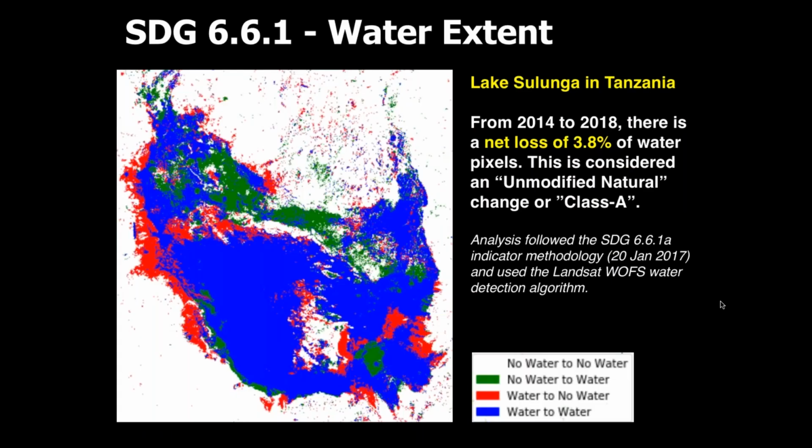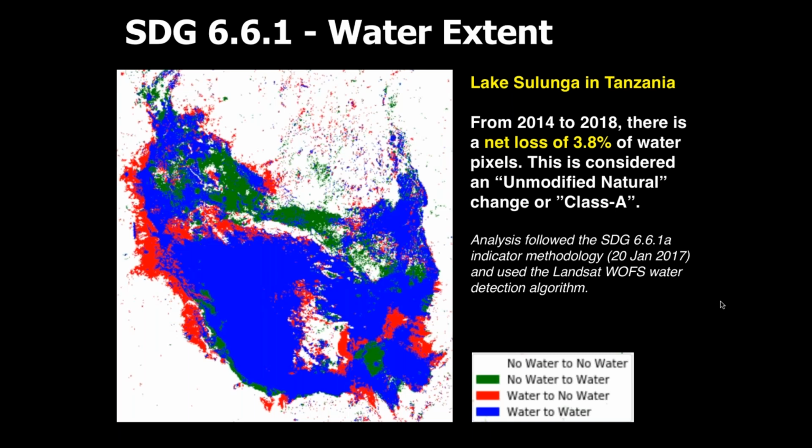Here is a product that we most recently just developed. This only runs in a Jupyter notebook, a Python notebook. It does not run in the user interface module. It's a little bit more complex at this point. Eventually, we might adapt it to run in the user interface tool. But what you're looking at here is Lake Salunga in Tanzania. And so this is an estimate of water extent, or measuring of water extent, for a 4-year time period from 2014 to 2018.